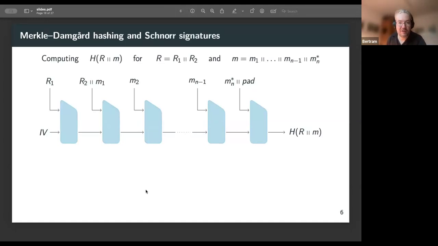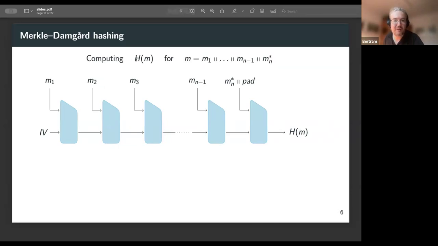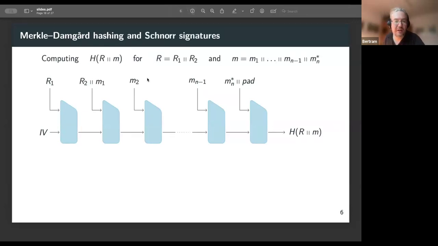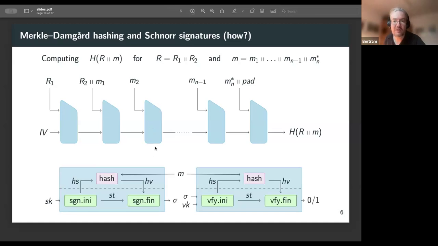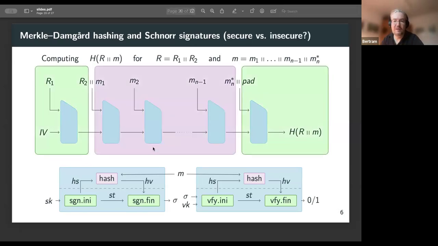In the case of Schnorr signatures, as an example, we now need to switch. So I go back one slide here. The Merkle-Damgård would just compute H of M. But what we need to do now in the Schnorr case is compute H of R concatenated with M. And that, of course, works by first hashing this group element R, and then feeding the blocks of M into the compression function. So that's the picture. And now I need to map this to this case. So again, I need to identify what will be the green part and what will be the pink part. And then the natural way to do that is like this.